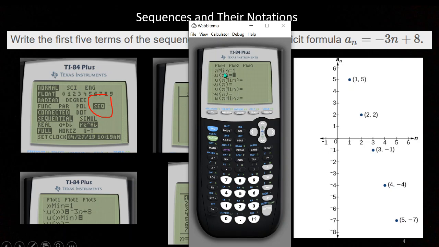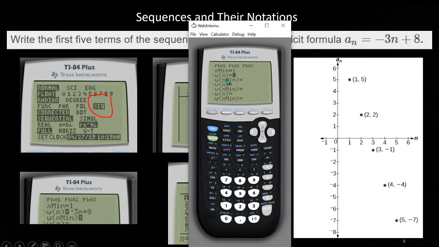So n equals, what's the minimum n you want to start with, right? If you go down, you see you have 1, 2, and 3 sequences you can graph at the same time. There are 3 of them. Remember with y1 we had 10 of them.